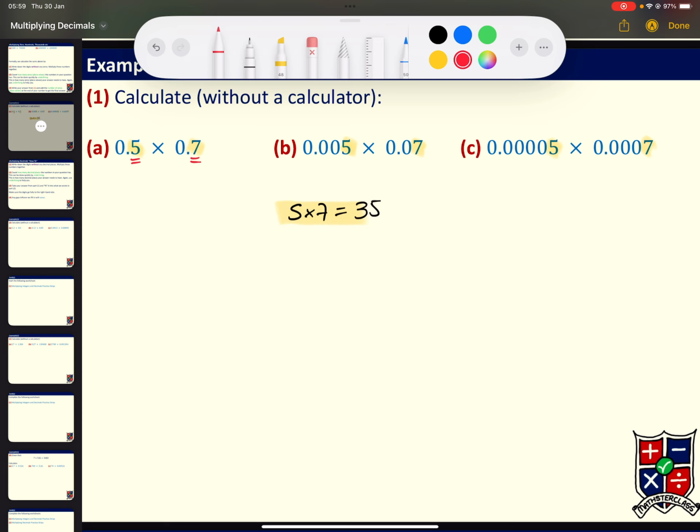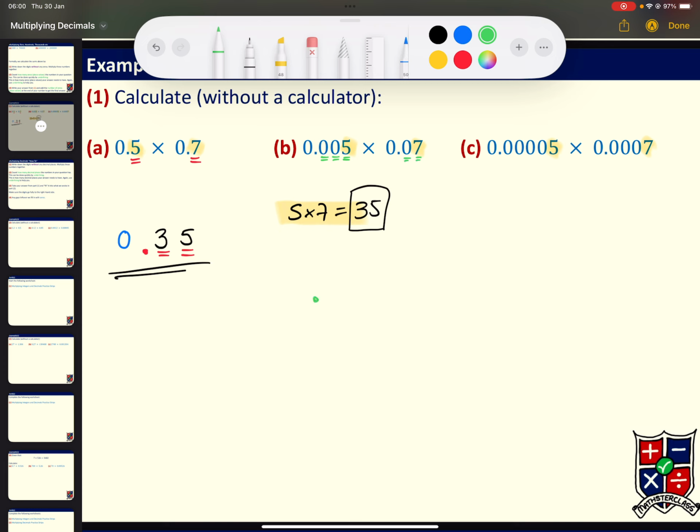So in the first question, if we look at 0.5 and 0.7, we have one decimal place here and a second decimal place there. What that means is that our answer will have two decimal places. What we then do is take this number 35 and fit it into here, starting with the furthest right digit. So the 5 goes here and the 3 goes there. Of course, we have nothing before the decimal point, so I would put in a 0, and that gives us 0.35.